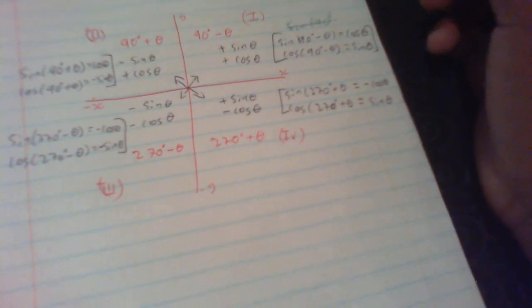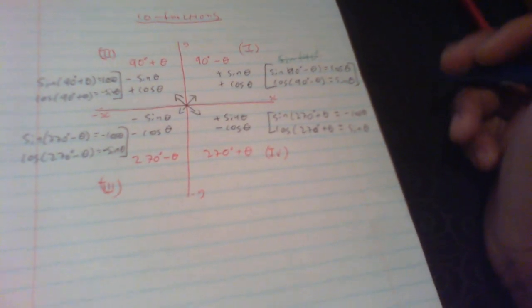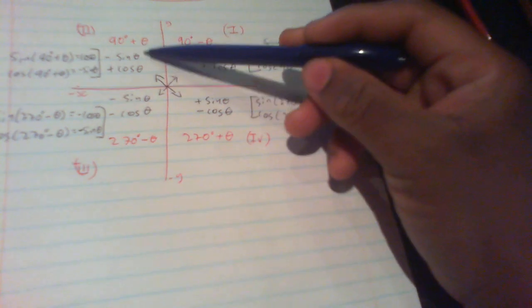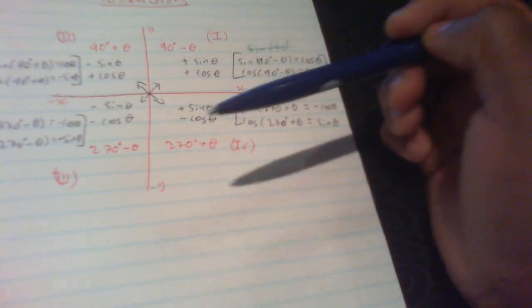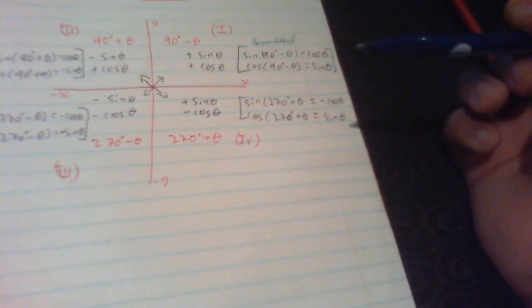Something that makes it simple for us to remember: what we just need to be able to do is understand this part. Just know that when you have 90 degrees, either plus or minus, or you have 90 degrees minus or plus, sine will always change to cos, and cos will change to sine. Okay.